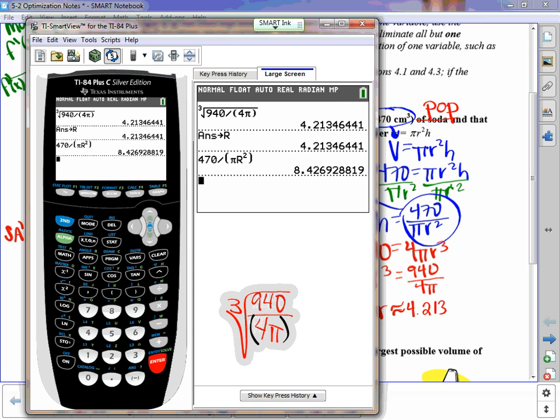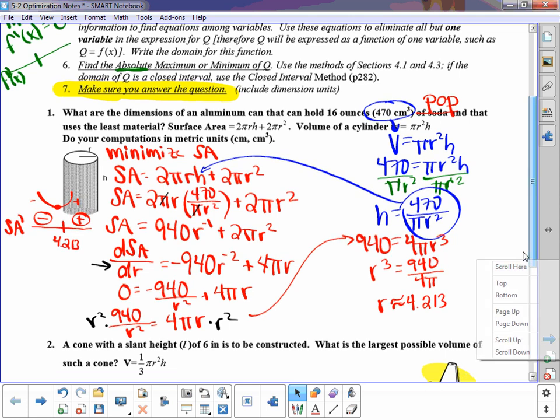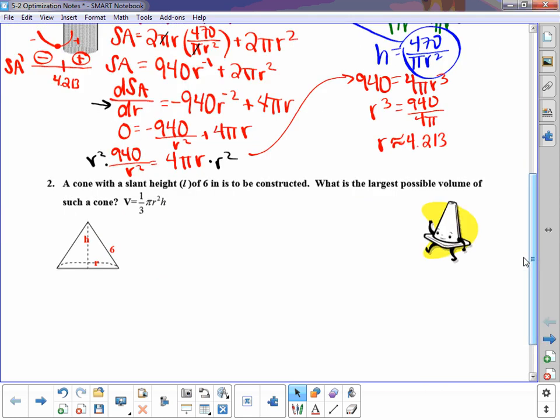Where do we get the R? What's that? Where do we get the R? That was simply from doing the cube root of 940 over... I mean, the R on the calculator. Alpha, and then where R is on the keypad.